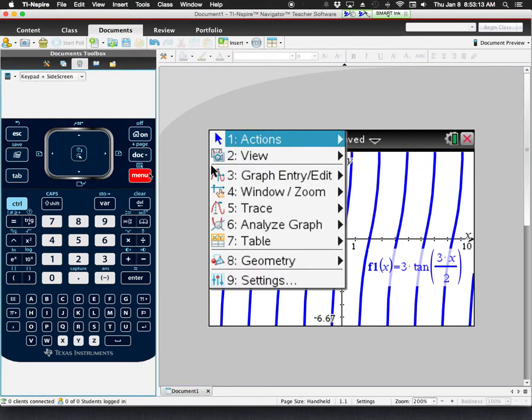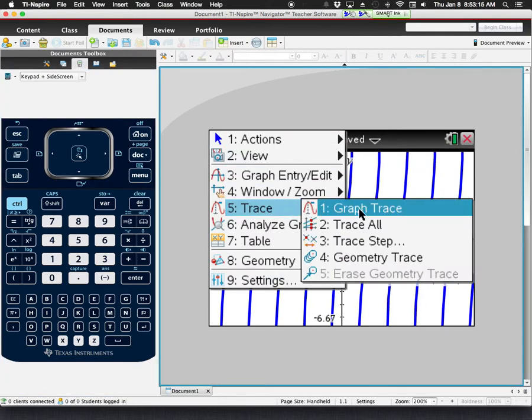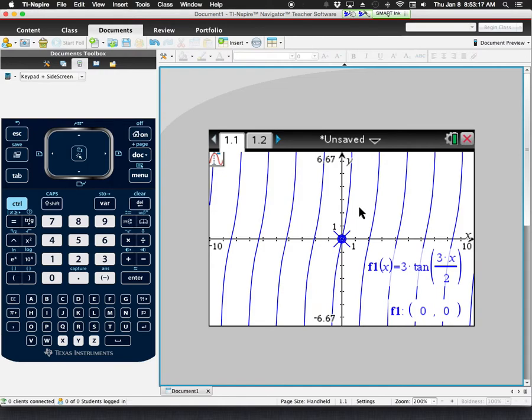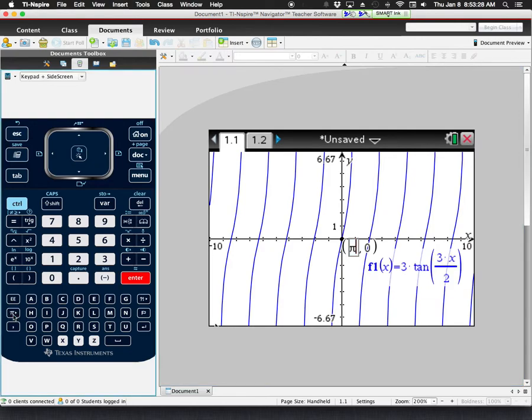So I want to go menu, trace, graph trace. I'm going to press enter and escape, and then I'm going to change this one to pi over 6. So pi divided by 6, and when I press enter, what should that y value be? It should be 3 if we did it right. So I press enter, look at my y value. My y value is 3.